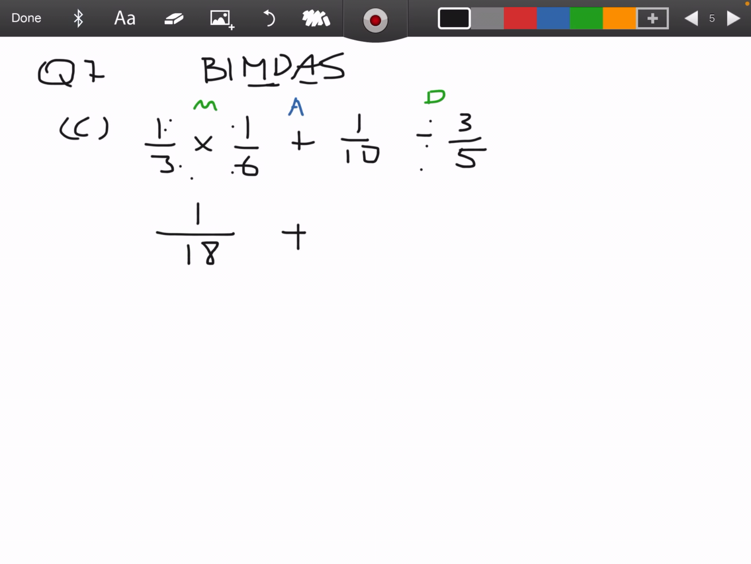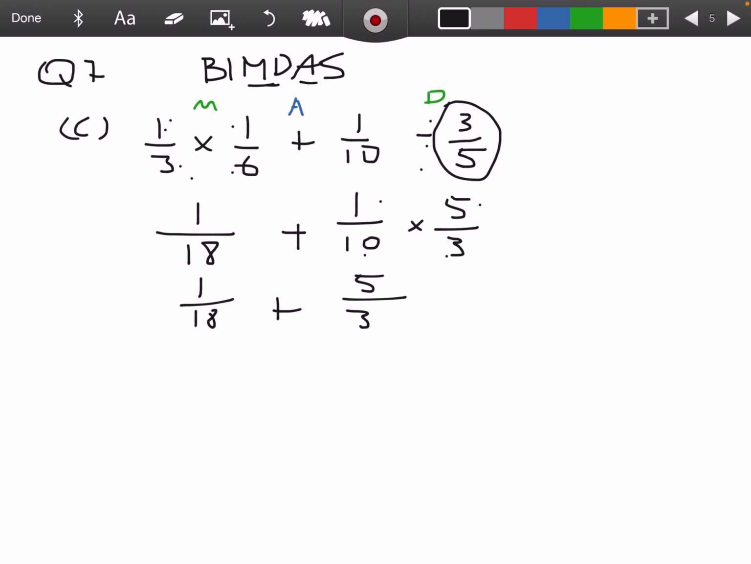Very similar process. Remember, when I'm dividing a fraction, I turn the second one upside down, or I invert it, and then I multiply. So that's going to become plus 1 over 10 times 5 over 3. So I'll carry this down. 1 over 18 plus 1 times 5 gives me 5. 10 times 3 gives me 30. And we can simplify that fraction, I think, to make it a bit easier. Instead of 5 over 30, I can divide each part by 5, can't I? And that will become 1 over 6.